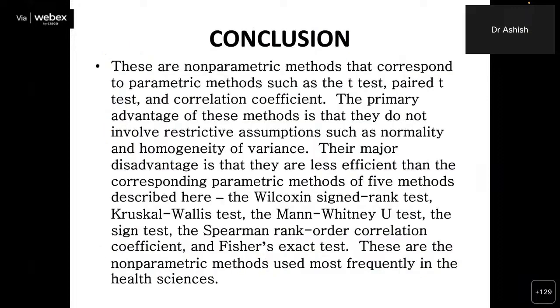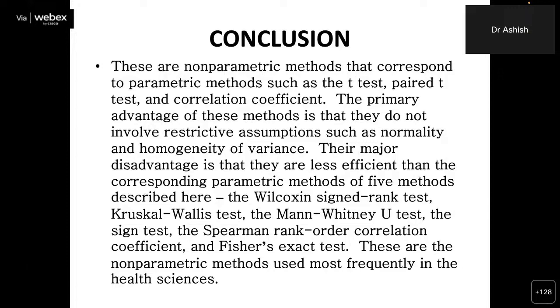Okay, so in conclusion, these are non-parametric methods that correspond to parametric methods such as the t-test, independent t-test, paired t-test, and the correlation coefficient test. The primary advantage of these methods is that they do not involve restrictive assumptions such as normality and homogeneity of variance. Their major disadvantage is that they are less efficient than the corresponding parametric tests.